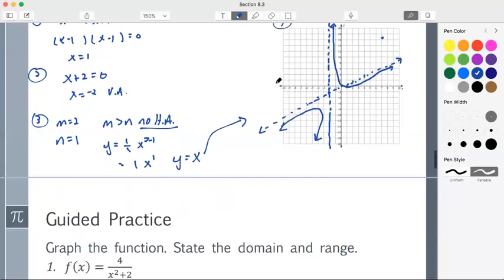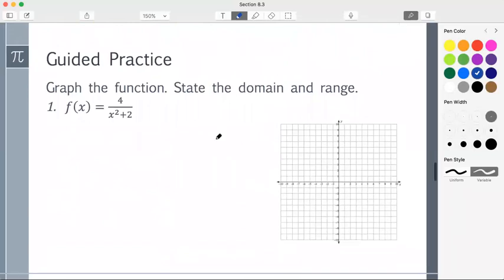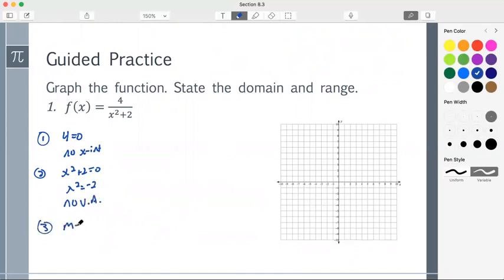All right, and then the rest of the lesson are your guided practice problems. So again, you should pause the video and try all of these on your own. All right, step 1, set the numerator equal to 0, so no x-intercepts. Step 2, set the denominator equal to 0. x squared equals -2, can't happen, so no vertical asymptotes.